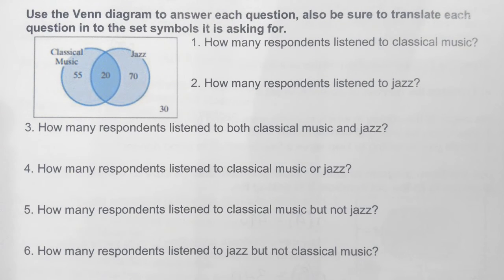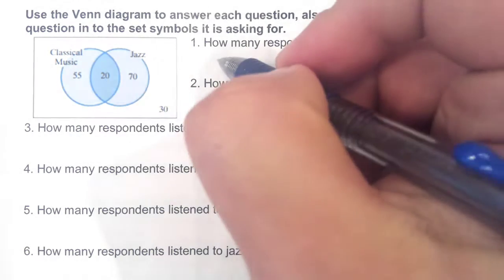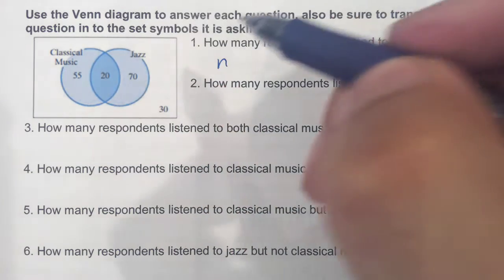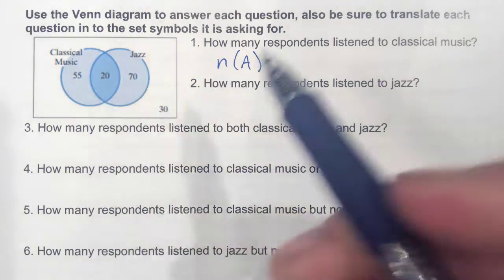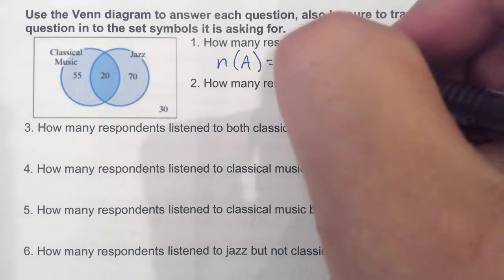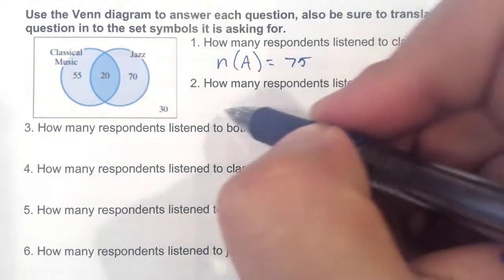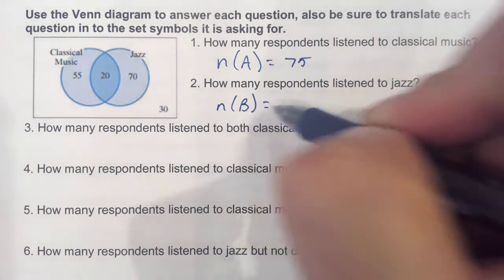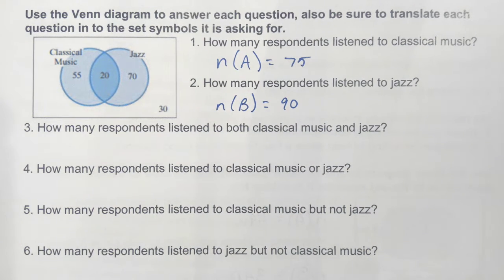Okay, so we're going to translate into symbols and answer the questions. How many respondents listen to classical music? So that's the number of students. We're going to call that set A, kind of like we did on the back. So 55 and 20 together, 75 people listen to classical. How many listen to jazz? I'm going to call that set B again. 70 and 20 makes 90. So more people are listening to jazz than classical.